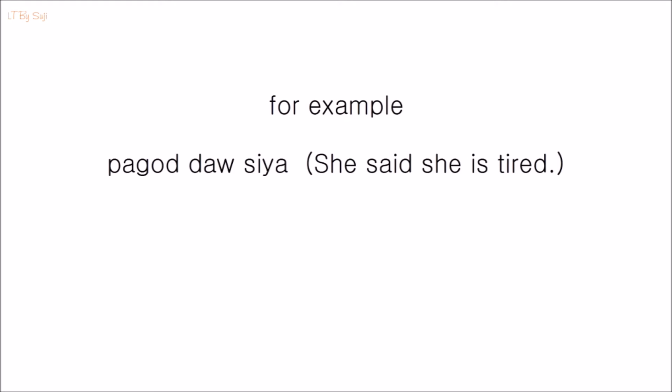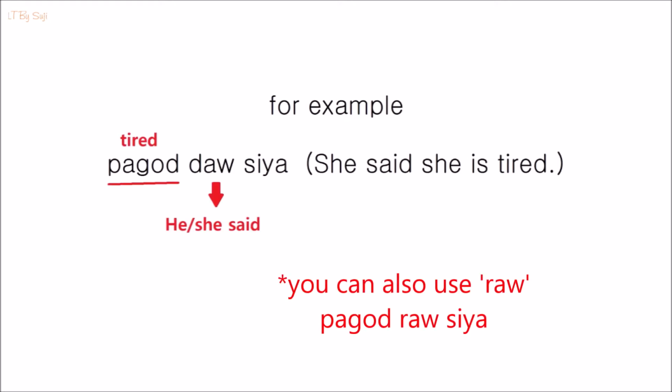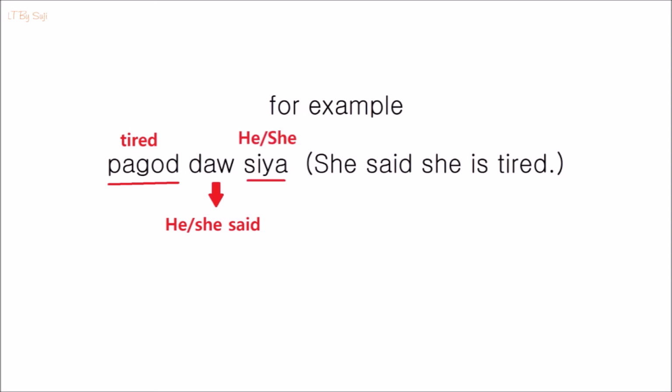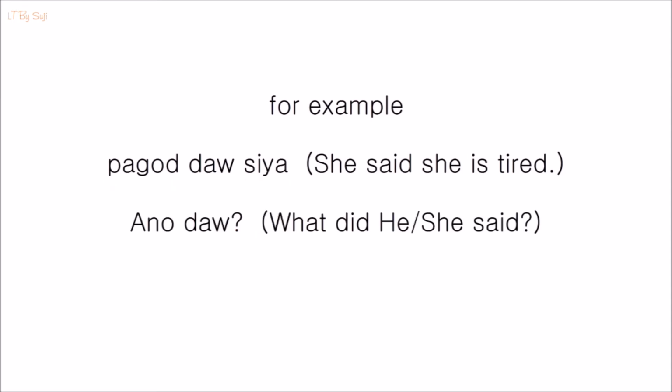For example, pagod daw siya. Pagod is tired. Daw is she or he said. I used she as an example. And siya is a Filipino gender-neutral third-person pronoun. This means you use a single word, siya, for both he and she.